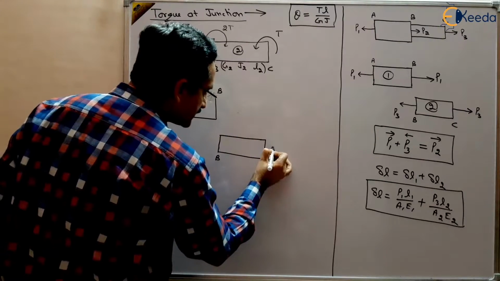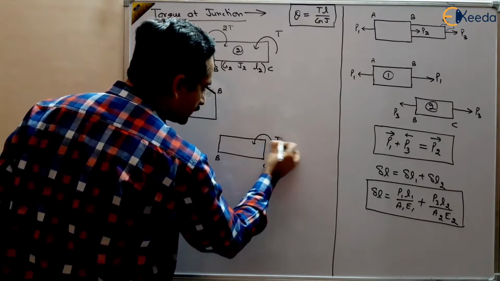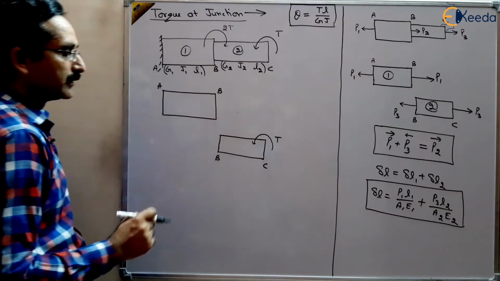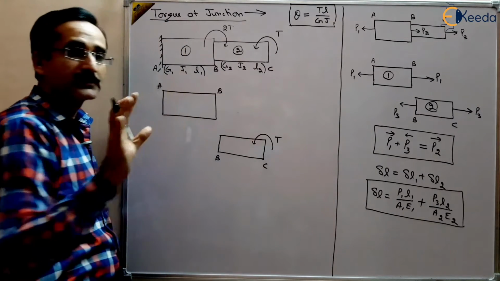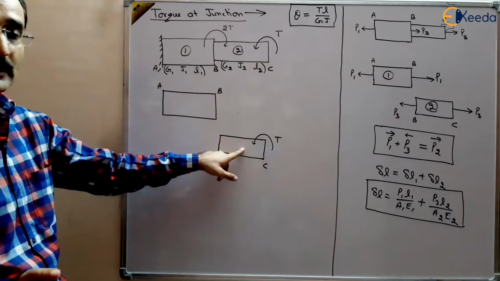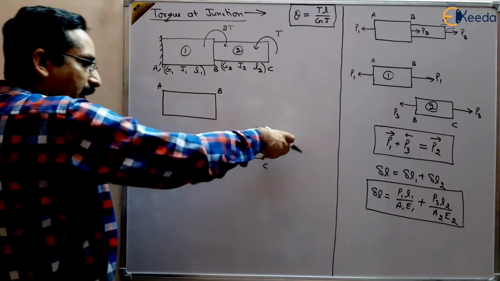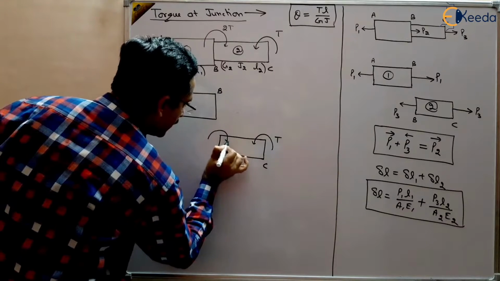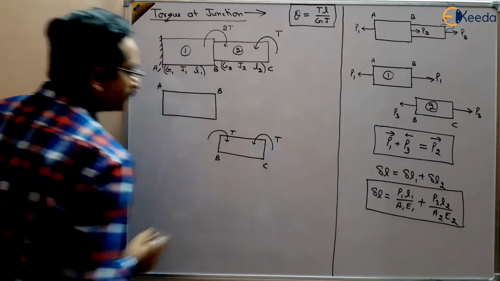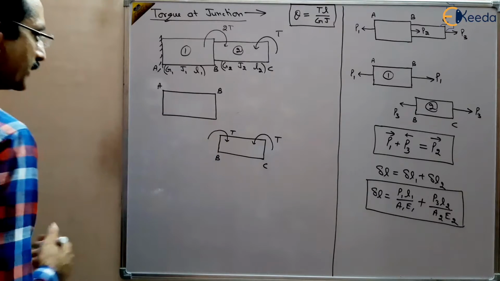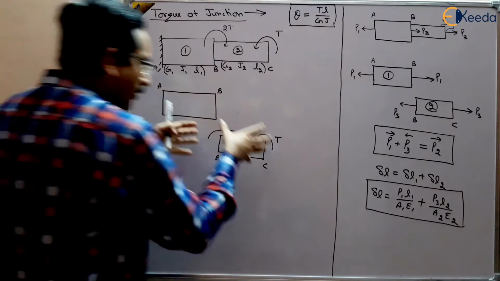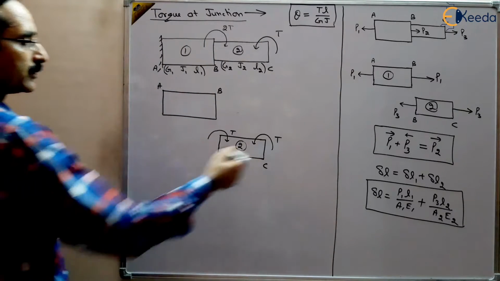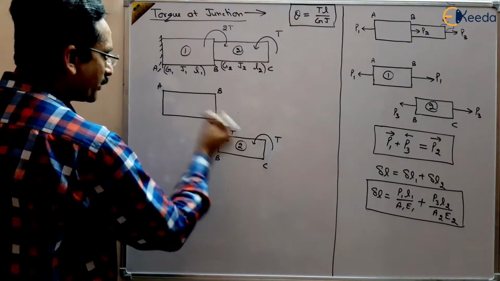So the torque applied is in the anti-clockwise direction, so it will remain T torque, right? But what will be the torque at B? The total torque on this should be equal to 0 because the body is in static equilibrium. So if an anti-clockwise torque is applied at the other end, there must be a clockwise torque so that the body may not rotate, right? The body should be in static equilibrium. So this is the torque acting on this part. This is part 2. Anti-clockwise at this edge, clockwise at point B.